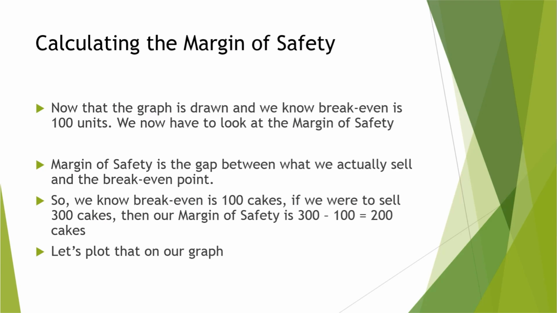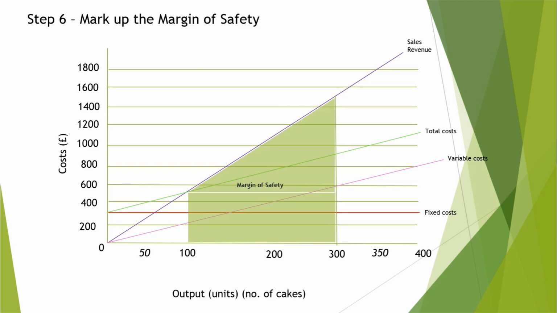So let's plot that on our graph. As you can see, the green shaded area is marked as the margin of safety. I've drawn a line from the 300 units up to the sales revenue line, and then I've coloured it in going back from the 300 units to our break-even point of 100 units. So that shaded area is known as our margin of safety.